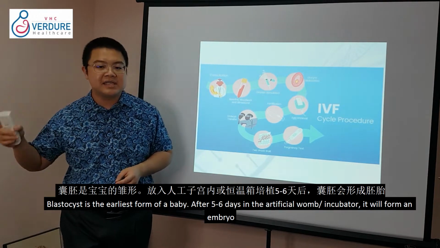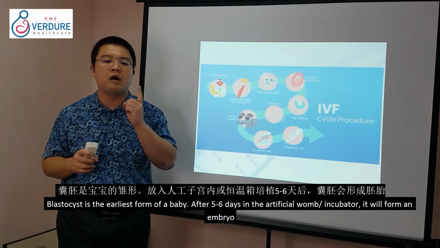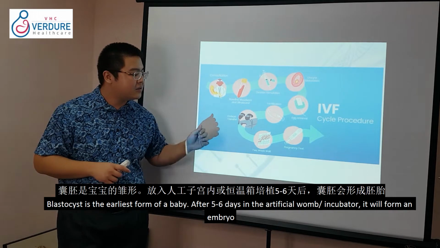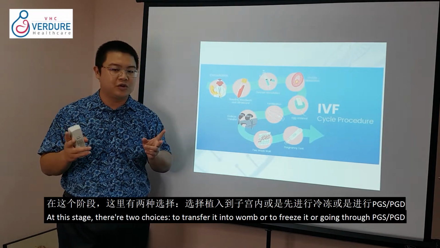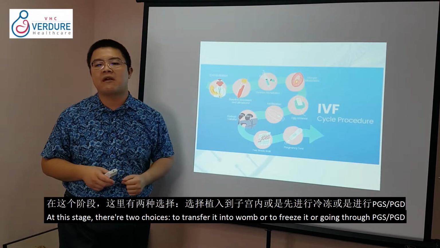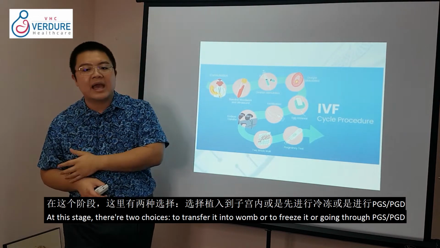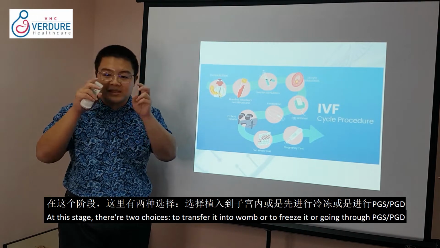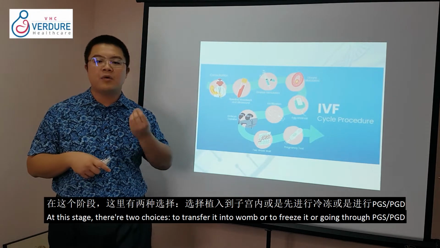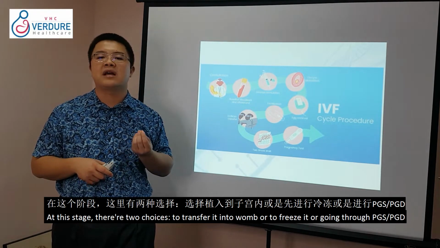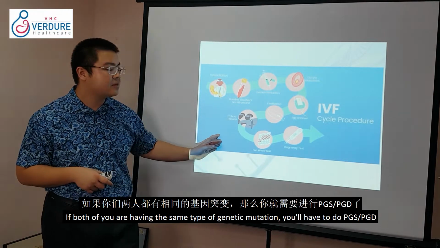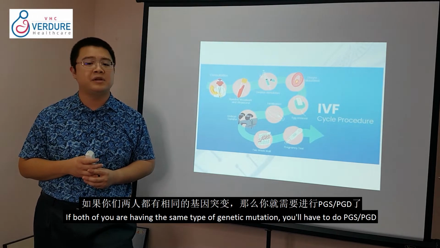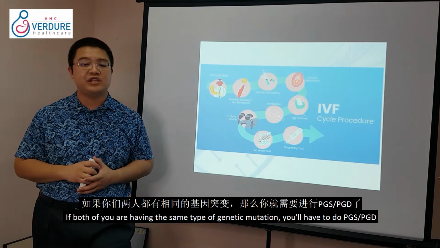A blastocyst is almost the earliest form of a baby. After 5 to 6 days in an artificial womb called the incubator, it will become something called the embryo. At this stage there are two choices: either put it back into the womb directly, or freeze it to put back later on. There's another variation with the freezing option, where you would go through pre-implantation genetic diagnosis or screening. If both of you have the same kind of genetic mutation, you would have to do the PGS-PGD.